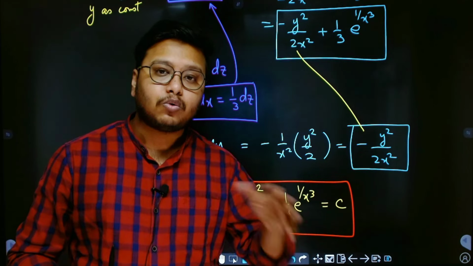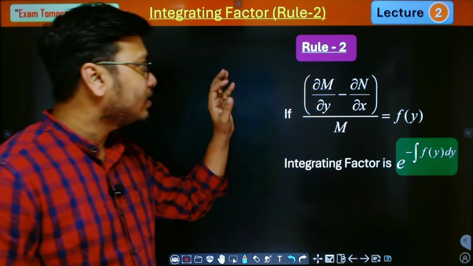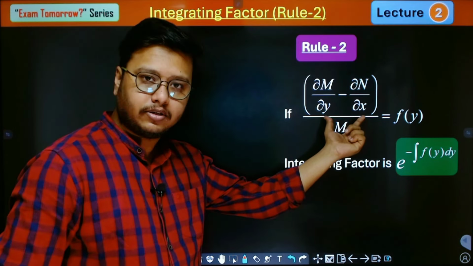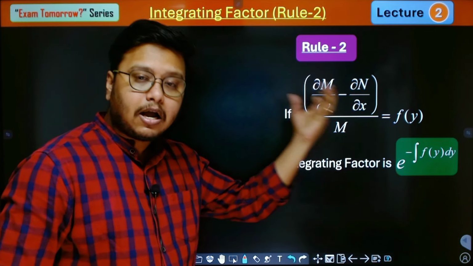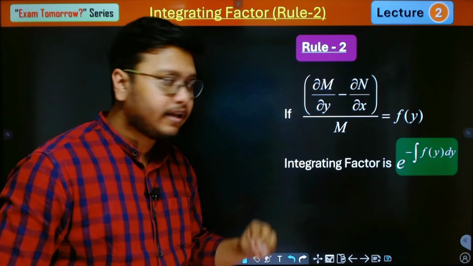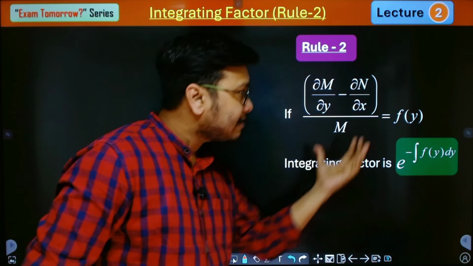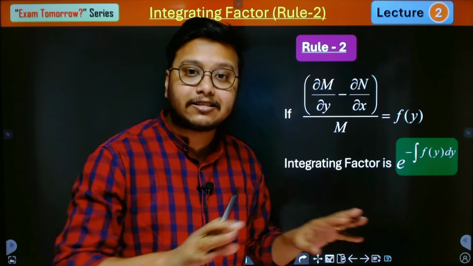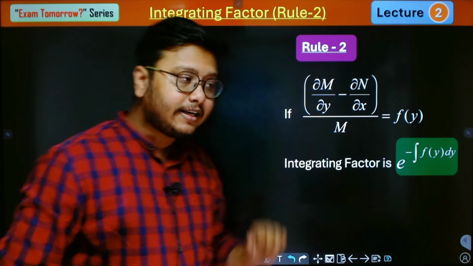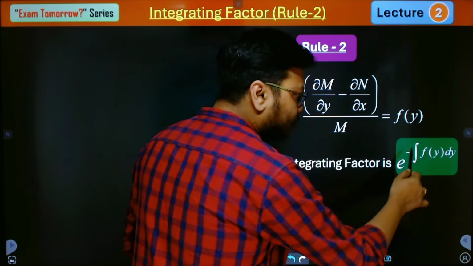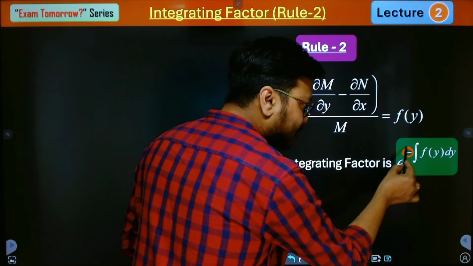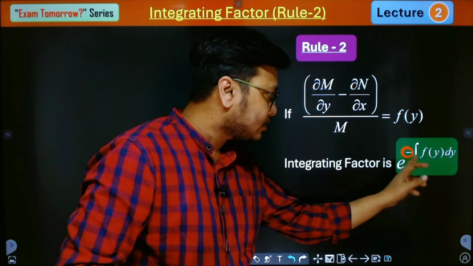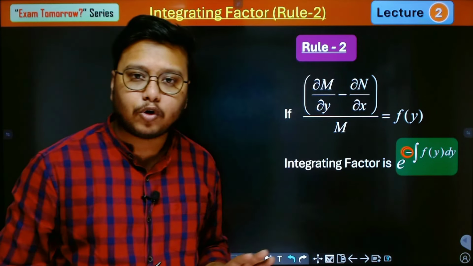Now let's go to another rule, rule number 2. Rule number 2 says, again the same subtraction, del m del y minus del n del x, but now instead of dividing by n, if I divide by m, and the result is not a function of x anymore but completely a function of y, then the integrating factor is again in the same style, e to the power, but make sure there is a minus in this case. In the previous case there was no minus. So it is e to the power minus integration of whatever function of y we have got, right?